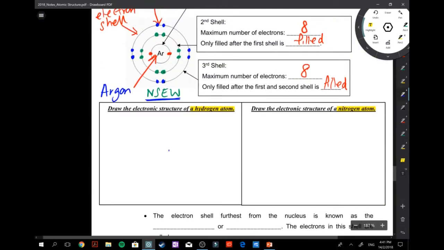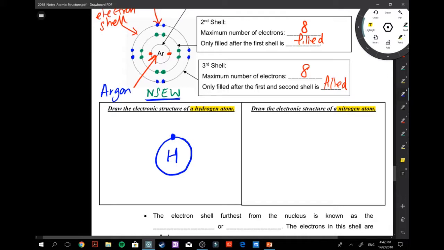We'll start off by writing the chemical symbol in the middle, followed by a ring around it. This is the first shell. Since hydrogen only has one electron, we can draw the electron over here on the north position. And that is all we need to do for the hydrogen atom. There won't be a second or third shell because it only has one electron.